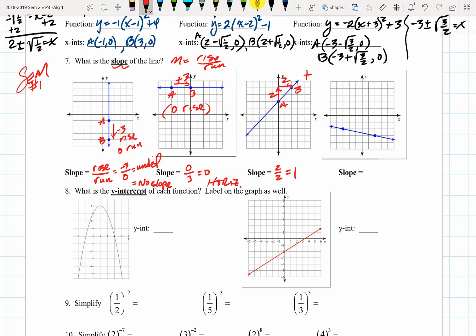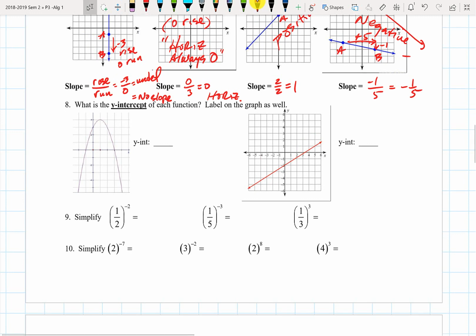This is the positive slope direction. This is a negative slope direction. So from A to B over here, you go right 5, down 1. So -1 divided by 5 is -1/5. Positive slope always goes to the upper right. Negative slope always goes to the lower right. Easy way to identify them. And horizontal lines always have 0 slope. Piece of cake. That's semester 1.